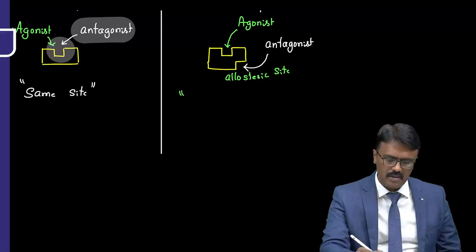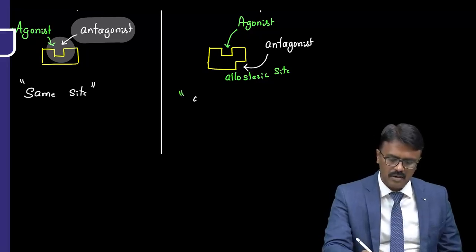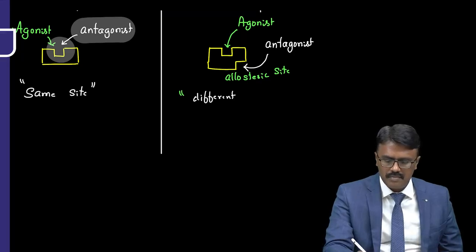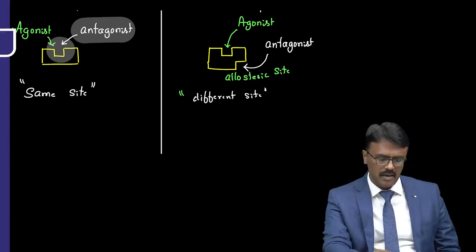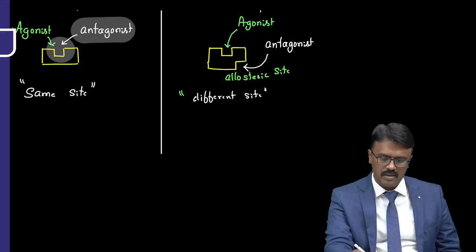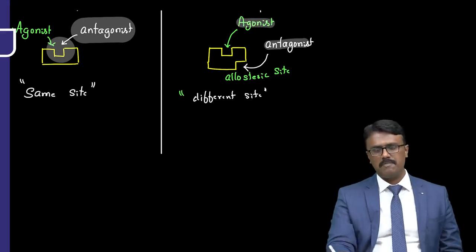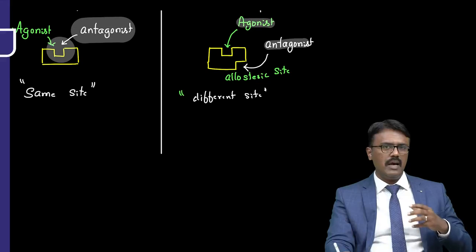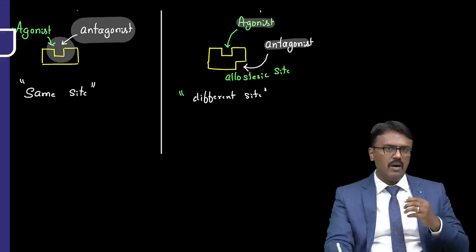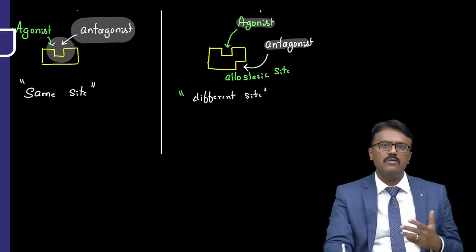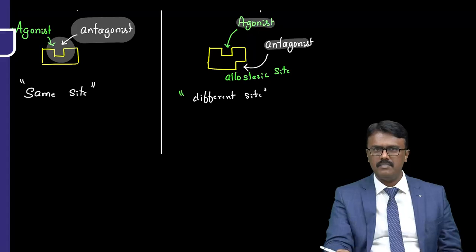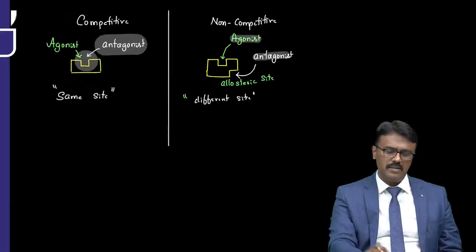Remember the basic concept. If the drugs bind at different sites, then the antagonism is non-competitive. They are not competing for the same place. The antagonist is binding at the allosteric site, the agonist is binding at a different site. But the problem is when the antagonist binds to the allosteric site, it will not allow the agonist to work fully. That's the problem. So we understood the basic differences.